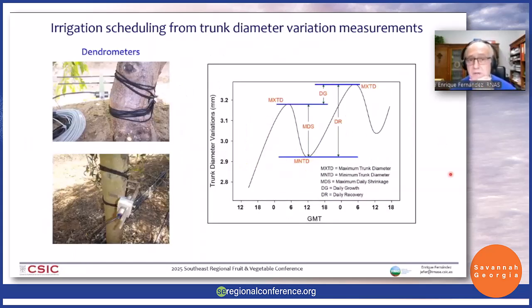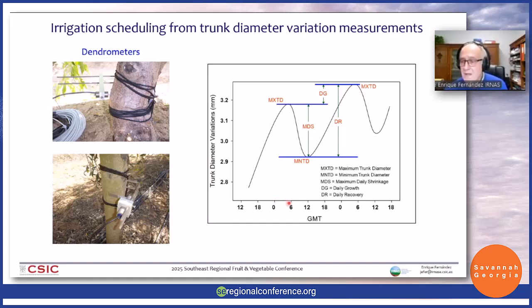Another variable is the trunk diameter variation. You can measure variations in the trunk diameter with sensors called dendrometers. You have here two of them, two different models. Basically, what happens is the following.